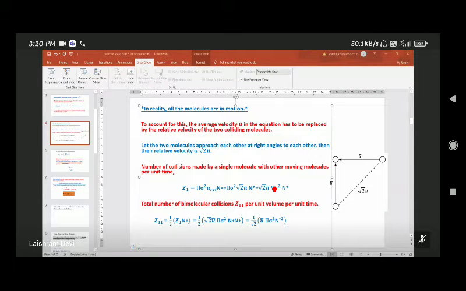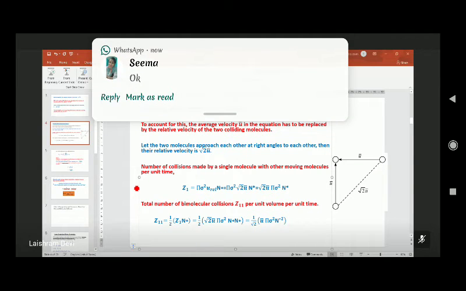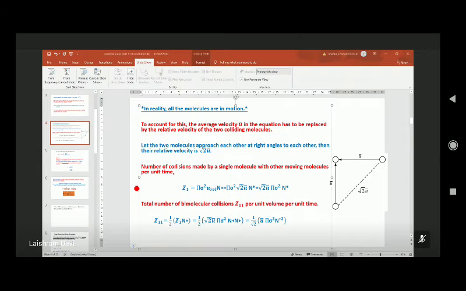So यहाँ तक, is it okay up to this? How to get Z1? Here we have gotten rid of the assumption that only one single molecule is moving. Here we have taken care of the fact that the rest of the molecules are also moving. Both the colliding molecules are moving. Okay, यहाँ तक ठीक है?